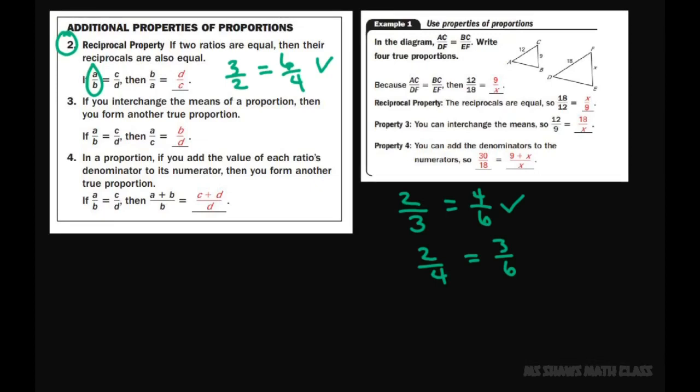Also in a proportion, if you add the value of each ratio's denominator to its numerator, then you form a new true proportion. So if we have A is to B as C is to D, what I can do is just add the B here and our denominator and also add it here, which will come in handy. So that's another form of proportion.